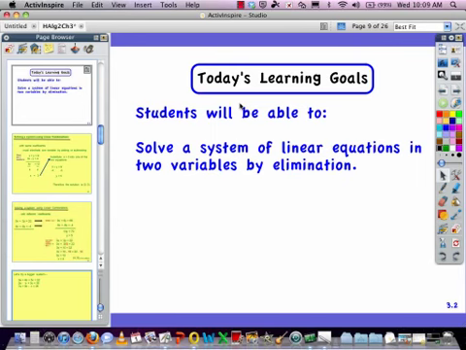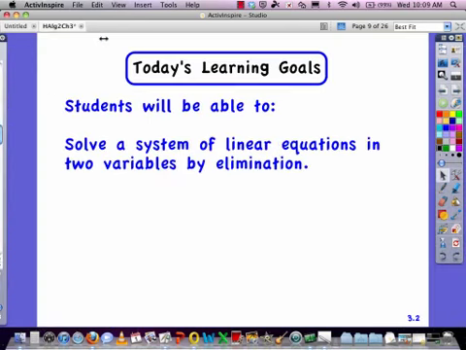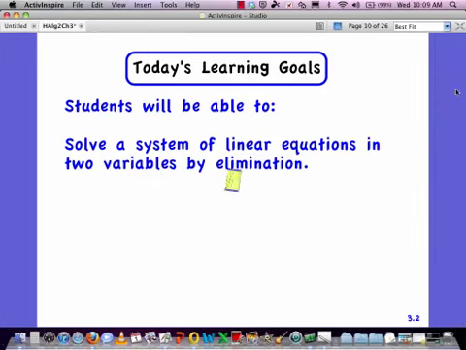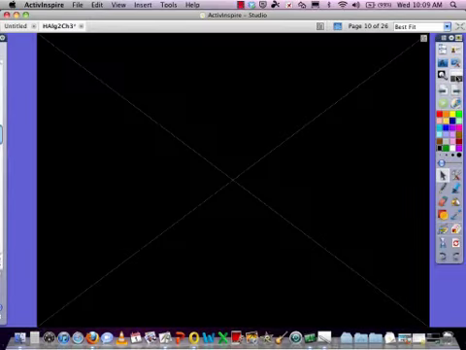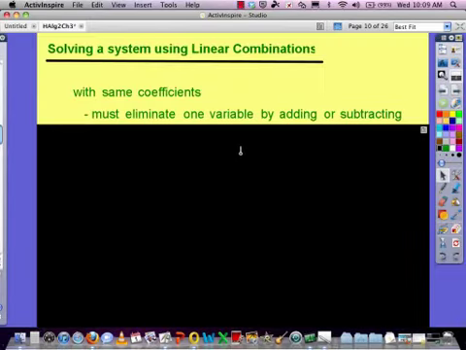So if you look at what we have, we're going to be using a system of equations in two variables. And an example looks like this. What if you have a system of equations in two variables, and you have the same coefficients somewhere, either x or y? You must eliminate one variable by adding or subtracting.